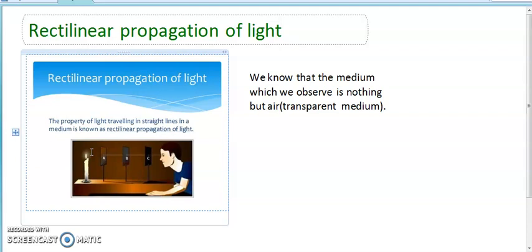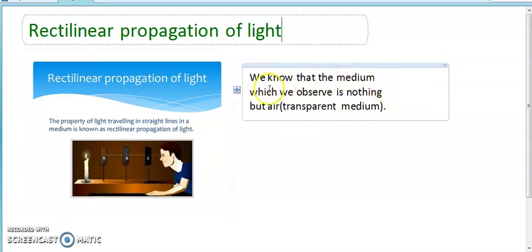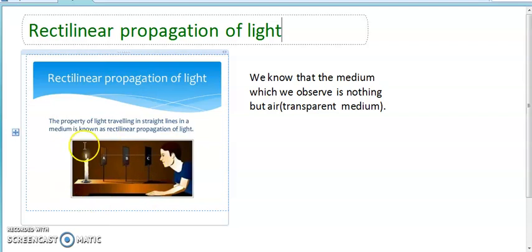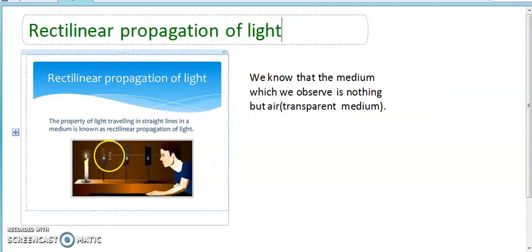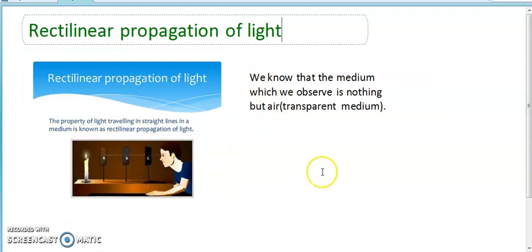How is he observing? Because the light has a property that it will travel in a straight line path in a medium. So what is the medium here through which he is observing? It's a transparent medium. We call that air. We all know well about this air, no? Yes, of course. It is a transparent medium, so the light is traveling in a straight line.